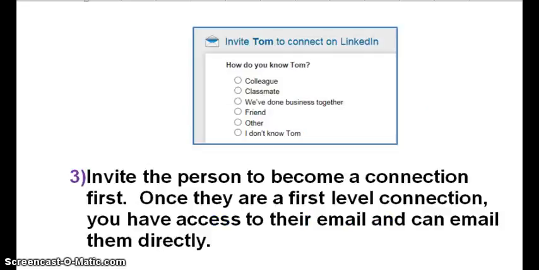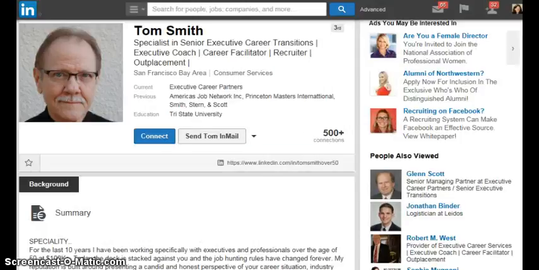Another strategy is to invite the person to become a first level connection. Once they accept your request to be a first level connection, then you have access to their email address, or you can use the send a message as we looked at in situation number 1. So let's just talk briefly about inviting someone to connect with you.